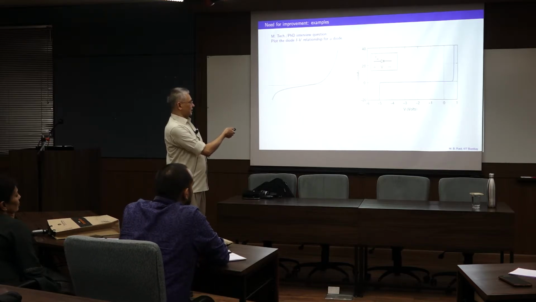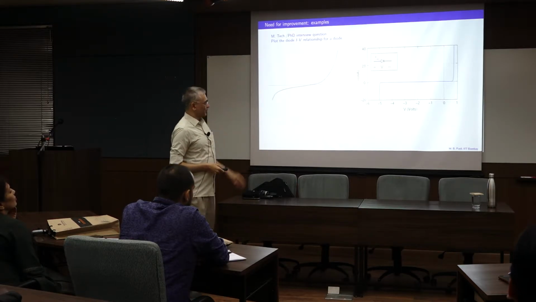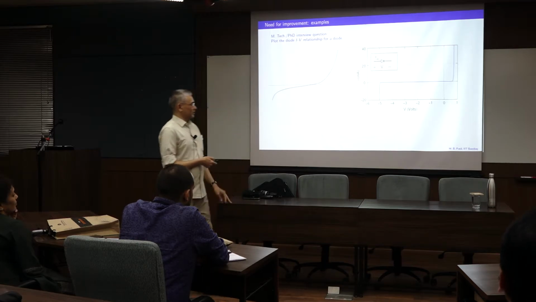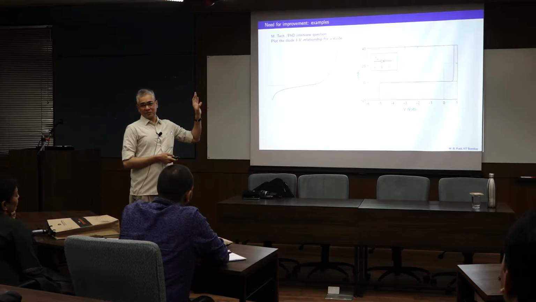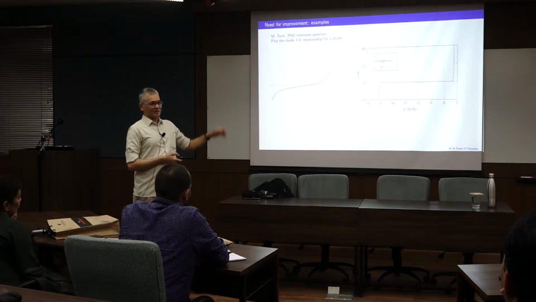You have to mark the I and V. You can mark it here, you can mark it here. What is I, in what units, what is V, and what is the breakdown voltage. So breakdown voltage could be 5 volts, could be 10 volts, could be 1000 volts, but it has to be marked, right? So this is what one would expect from an engineering student who has gone through the BTech curriculum.